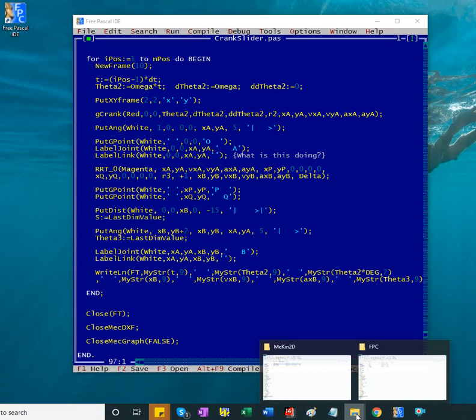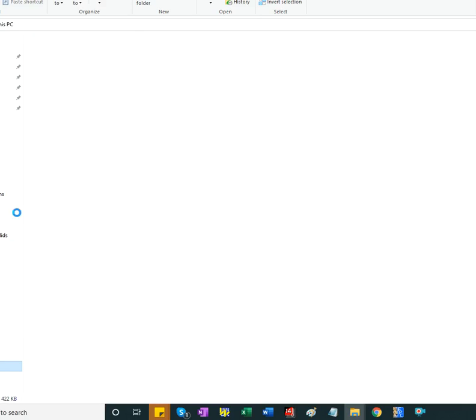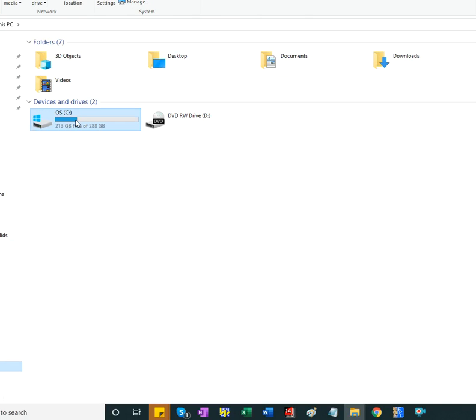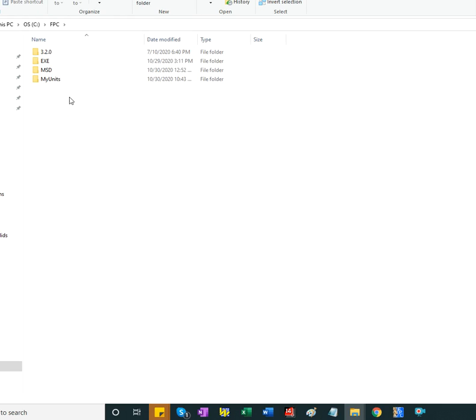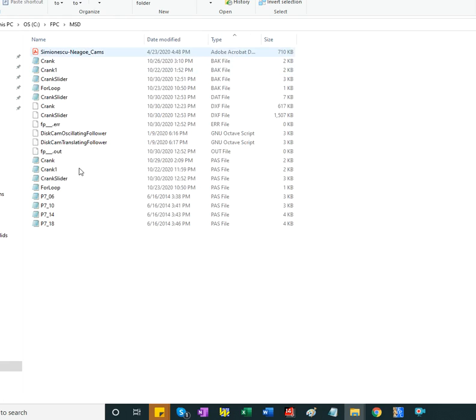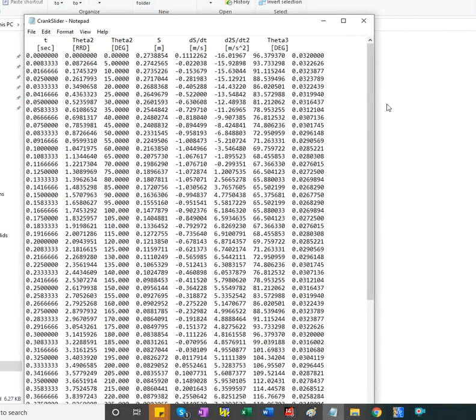And we can look at the, where am I? So we go to FPC and we go to MSD, and I have a lot of stuff here, but these are old, the backup copies. Crank slider, okay, the DAT file, and yeah, so time, theta in radians, degrees, remember the header. This is delta, of course.